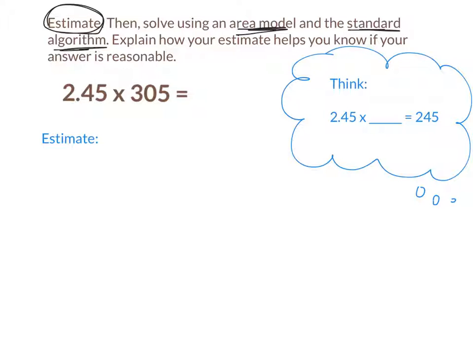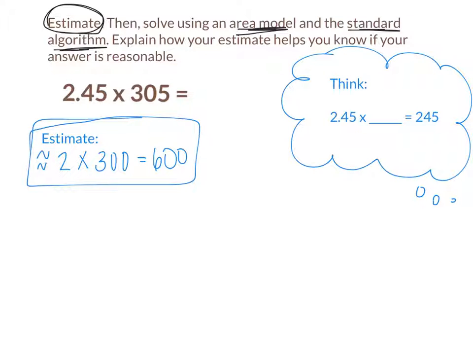Okay? Let's first estimate. 2.45 is pretty close to what factor? 2. Okay, yeah. And 305 is pretty close to what number? 300. So therefore, 2 times 300, our real answer, Haley, should be pretty close to what number? Good. So we can see that our real answer should be pretty close to 600. And we're going to keep this information off to the side just to help us out. Okay? We're done with estimating.